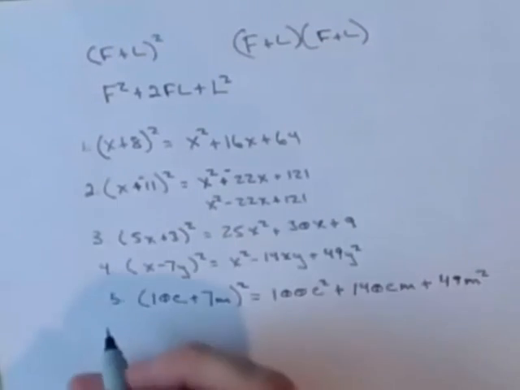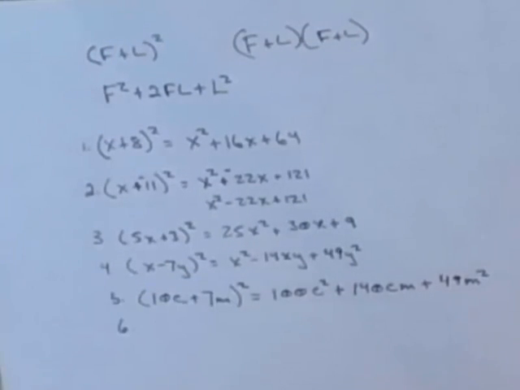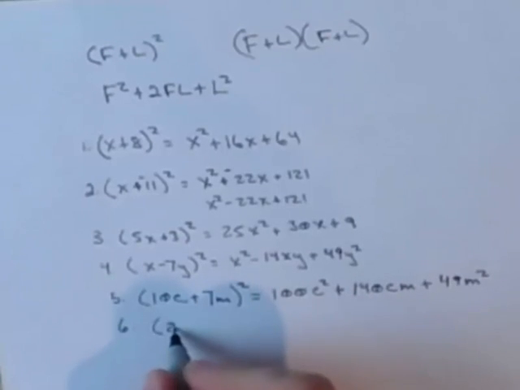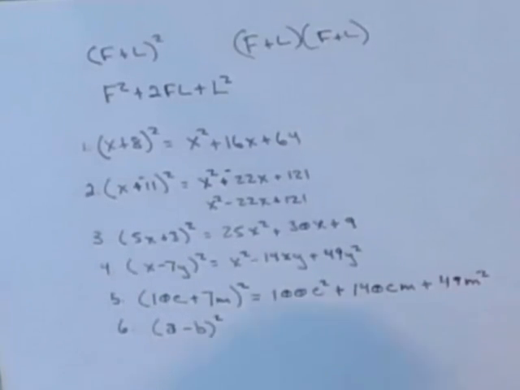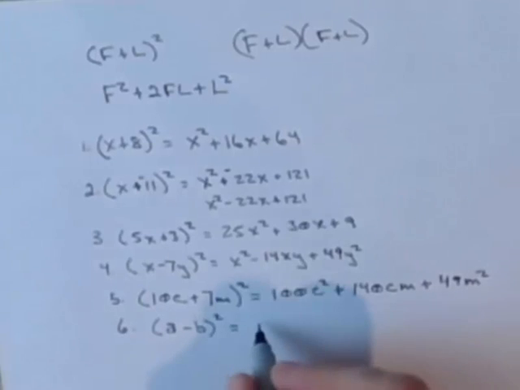And lastly, number 6. Is quantity A minus B quantity squared. All right. Well, first term is A. A times A is A squared.